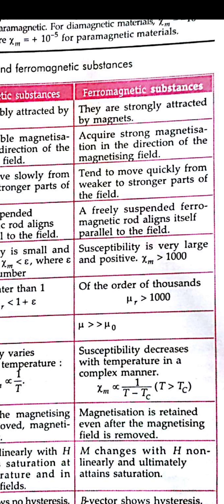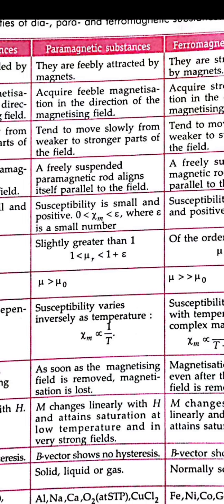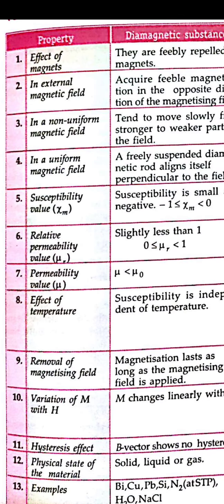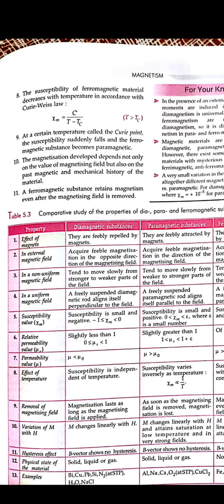So these domains get rotated when the external magnetic field is applied. When they are rotated by the external magnetic field, at last they try to become parallel to the magnetic field. Here, when the magnetic field is applied to the object, the domains align themselves in the direction parallel to that of the magnetic field.